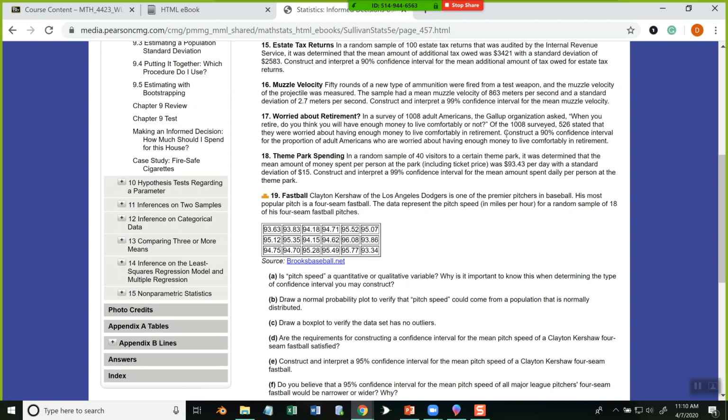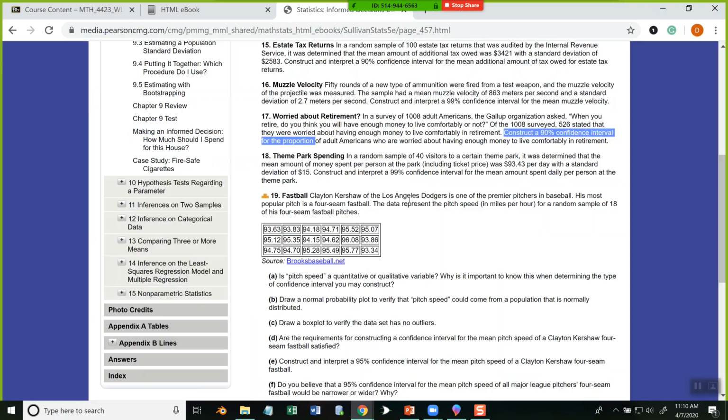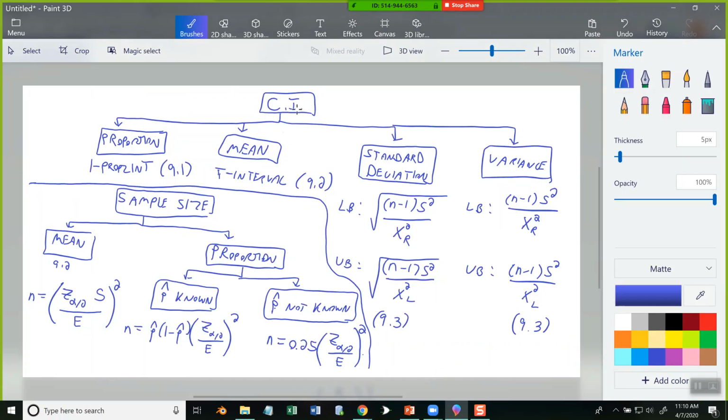Number 17. Construct a 90% confidence interval for the proportion. Confidence interval for the proportion would be 1 prop z at 9.1. Number 18. Construct a 99% confidence interval for the mean. Confidence interval for the mean would be t interval.